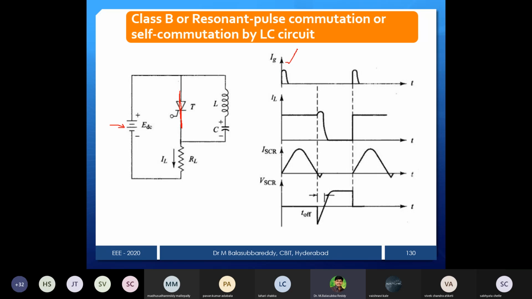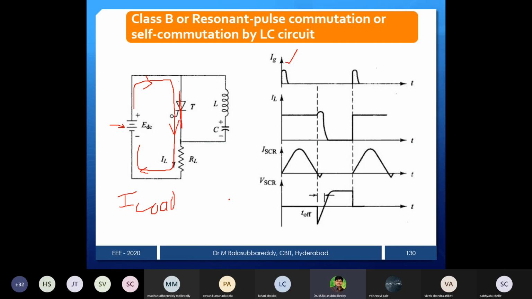See that we started the operation, I am giving the firing pulse. Once the pulse is given, what will happen? Current is passing like this. Now you can see current is passing through VDC, goes to the T, then R, and then goes to the source. So one current, this I call the load current. Now current is passed through the thyristor.